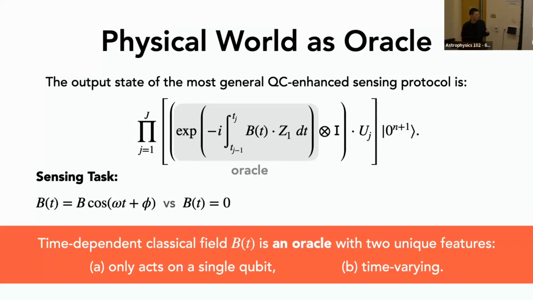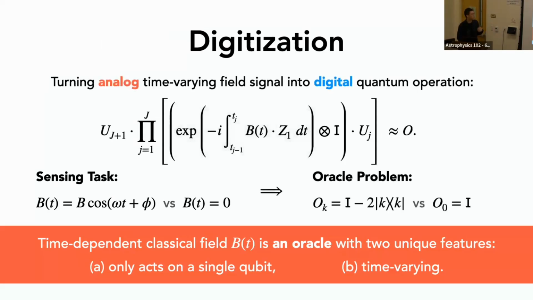This is like some analog signal coming in. So the idea is that we need to do a digitization. We turn this analog time-varying field signal into some digital quantum operation that looks much more like an oracle problem. And then we can apply existing quantum algorithms to solve the oracle problem. And in this case, one of the oracles that we can map it into is the standard Grover oracle that looks like this.